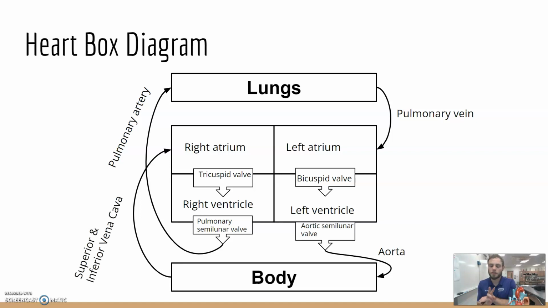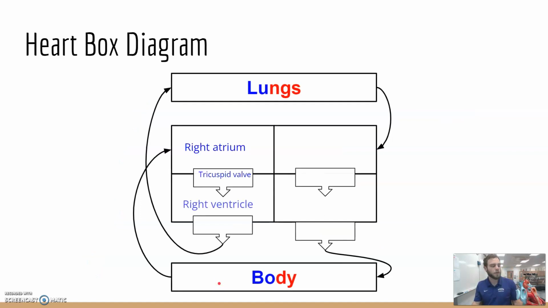So the two veins here are the superior vena cava and the inferior vena cava. Superior meaning coming from above, so that is our superior vena cava here, draining all the blood out of everything above the heart. And on the underside here, you can see the inferior vena cava also is going to drain blood into this right atrium, but it's going to drain all the blood from all the body tissues below the heart.